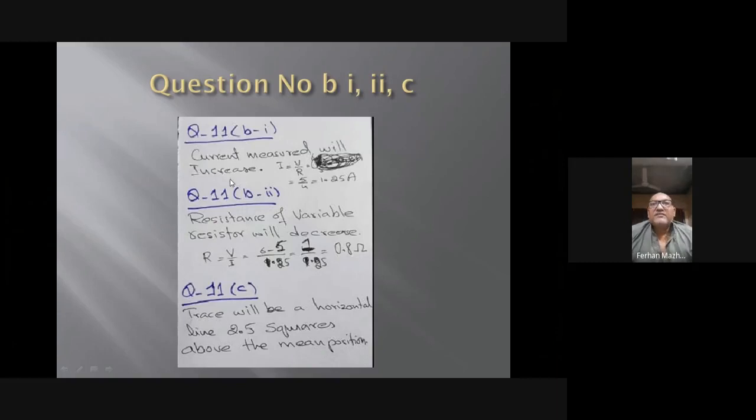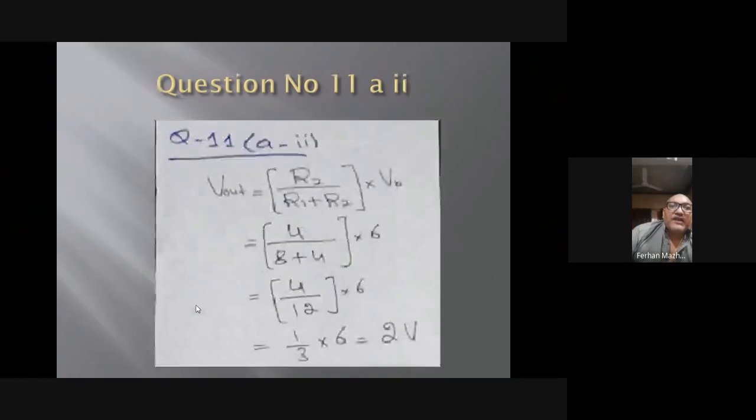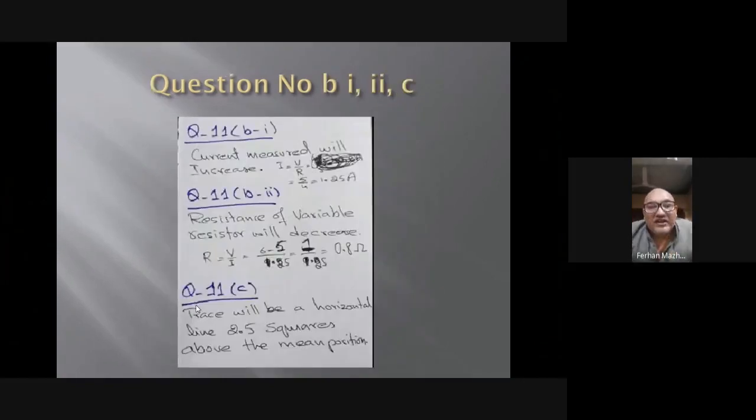So the current measured will increase. Previously, how much was the current? Let me tell you. The current was just 0.5 ampere. And now it is 1.25 ampere. It means that the current flowing in the circuit has increased. And the simple logic is because the total resistance has decreased.